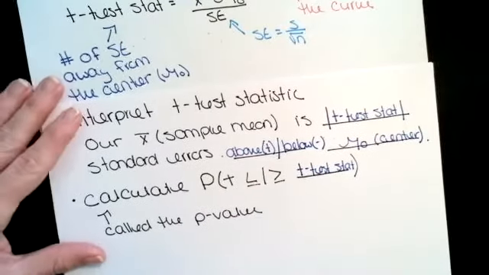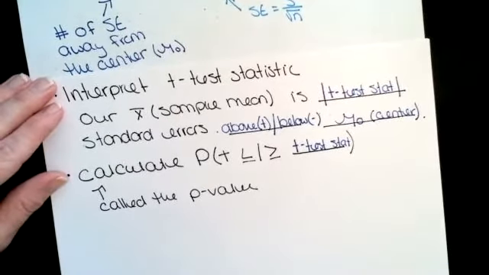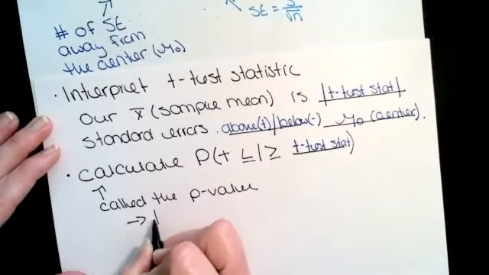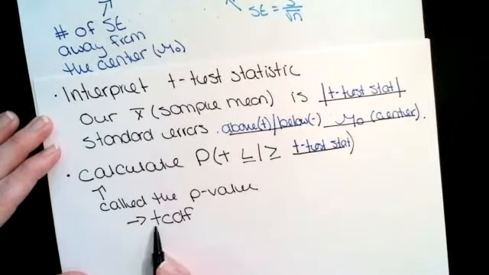Now, this is something a little new for us because we're on the t-curve. We haven't done this. So on the t-curve, we're actually going to calculate using what we call the TCDF, the T cumulative distribution function. It's very similar to the normal CDF, but now I'm on the T curve. We can find this on our calculators or Minitab.